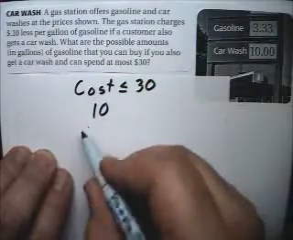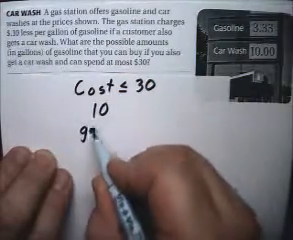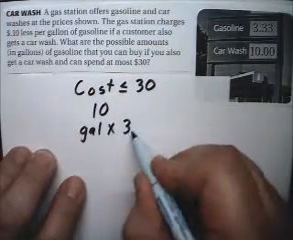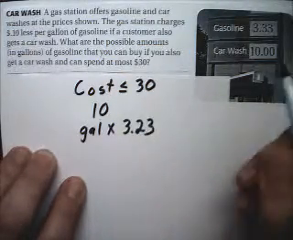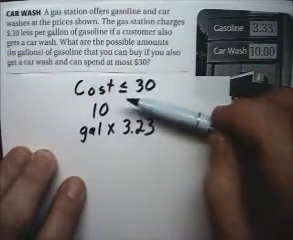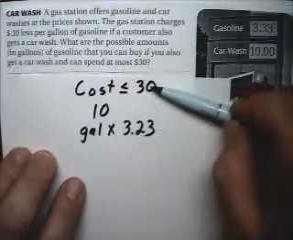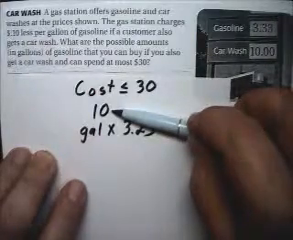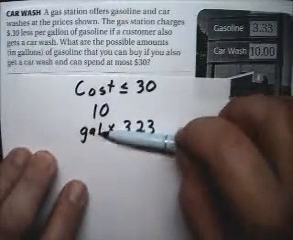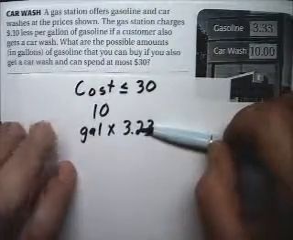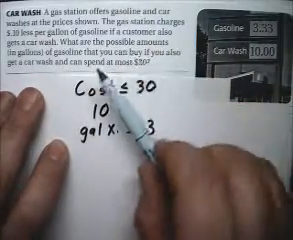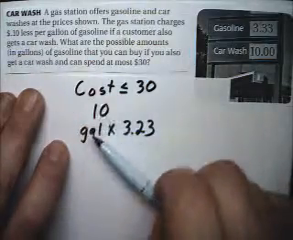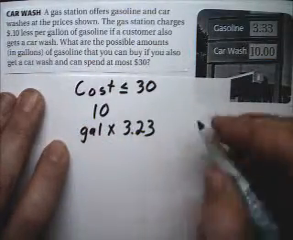$3.23. So I'm going to say the gallons times $3.23. So my cost altogether has got to be less than $30. It's going to cost me $10, and however many gallons times 3.23. So that's the question. We have to figure out the number of gallons. So this is going to be my x.